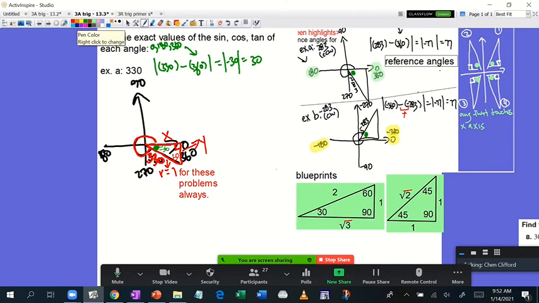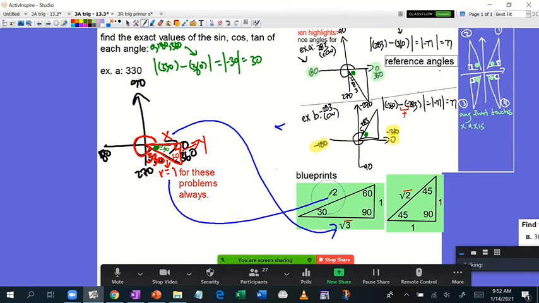X, I'm going to do it in blue. X is across from the 60, so we're going to link it up with root 3. 1 is across from the 90, so I'm going to link it up with 2. So here we go. X over root 3 equals 1 over 2. So review, nothing new there.